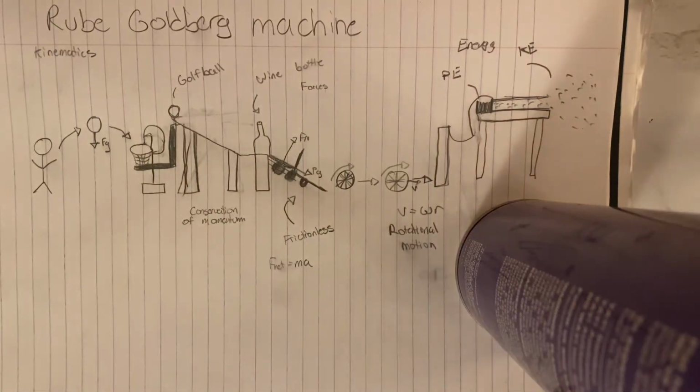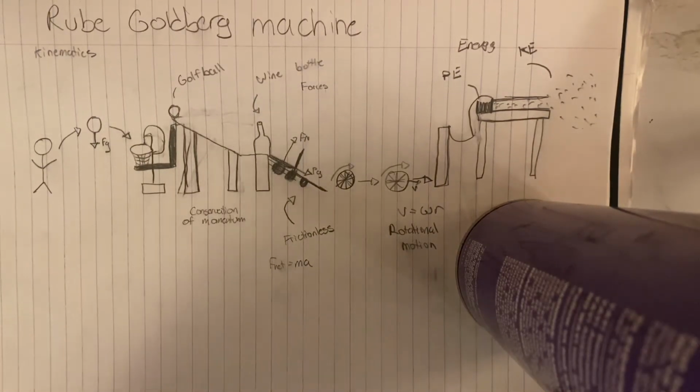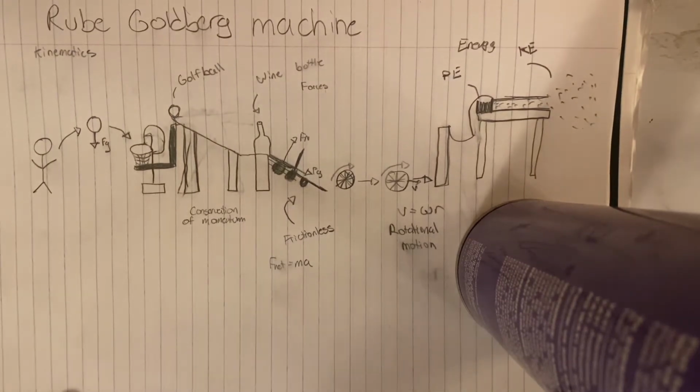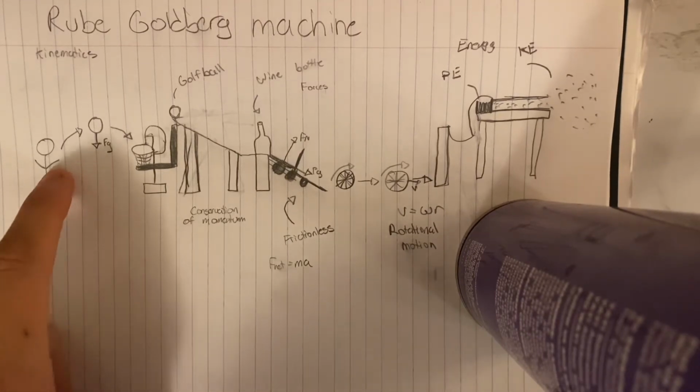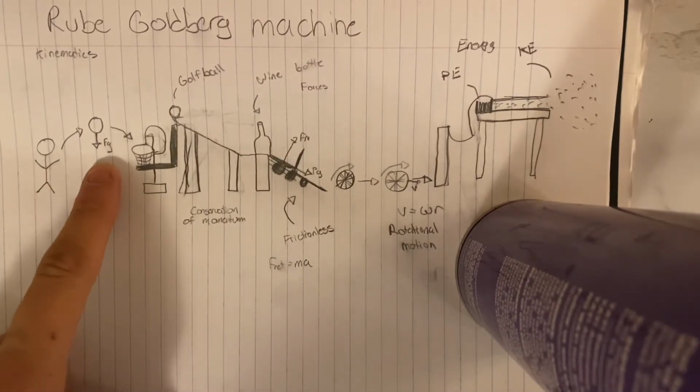Okay, so for my final, this is my Rube Goldberg machine, and I've chosen to draw mine. And it starts out with a guy who has a basketball, and he's going to throw it. And this is an example of projectile motion.